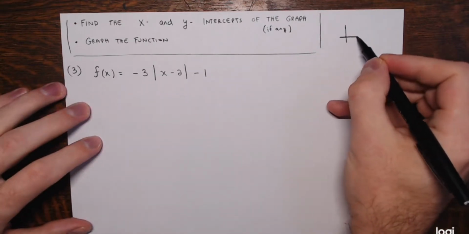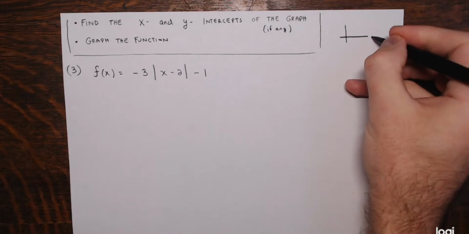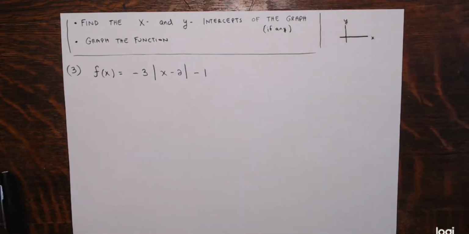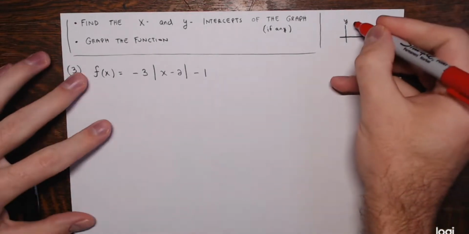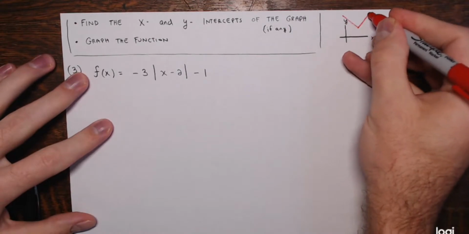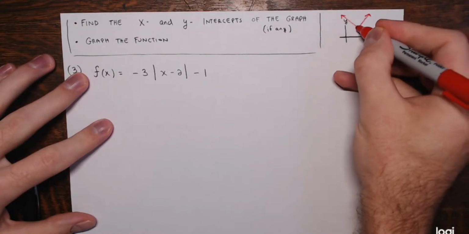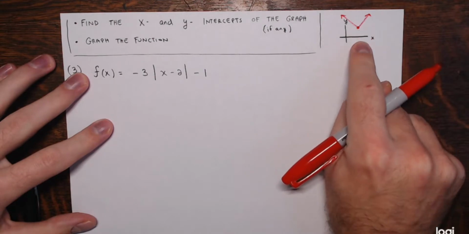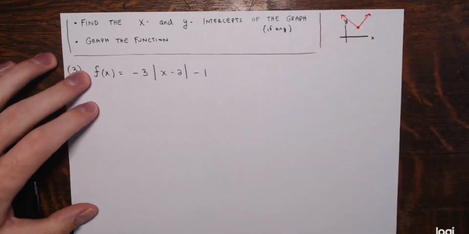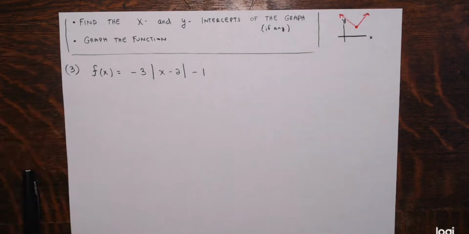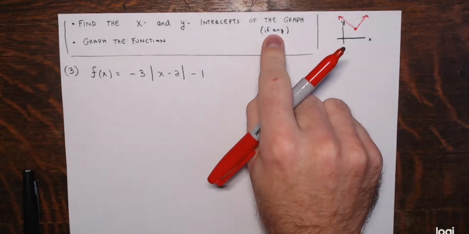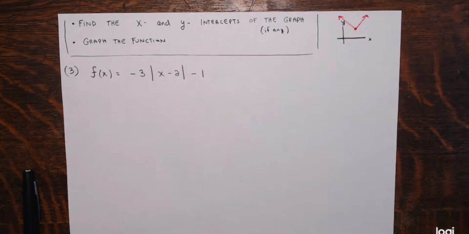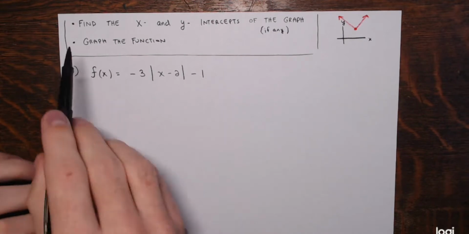Right, you could have, here's a tiny picture. Say there's the x and y axis. You could have an absolute value function that does this, where the lowest point is above the x-axis, and it goes up, and the graph doesn't actually touch. So that's why I'm saying, if any, because there may not be x-intercepts. Now there will be a y-intercept for all these absolute value functions, I promise you. Right, and then graph the function.